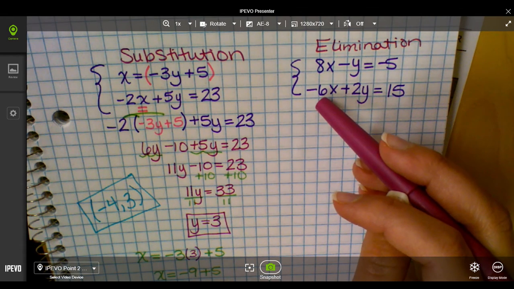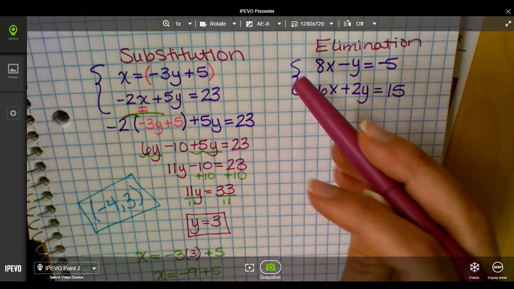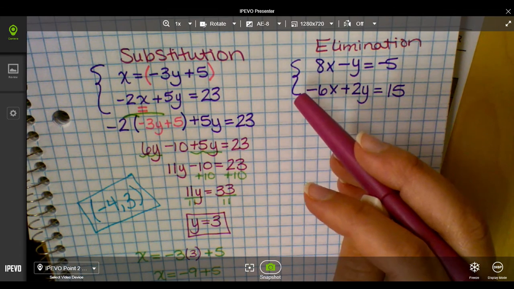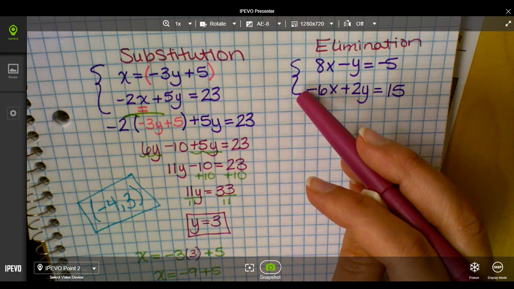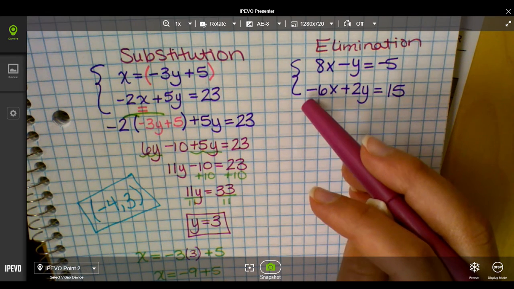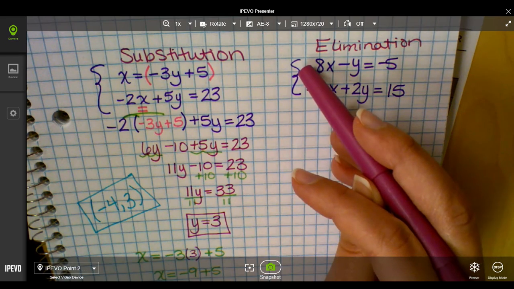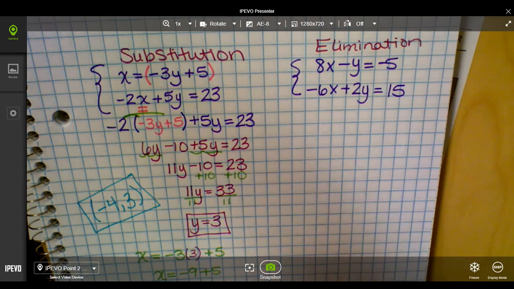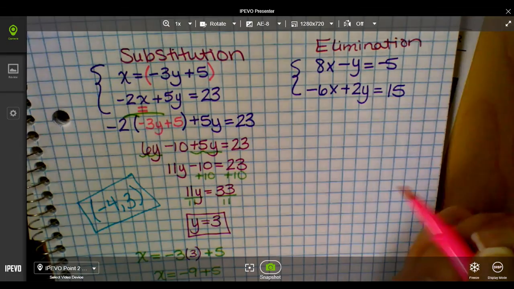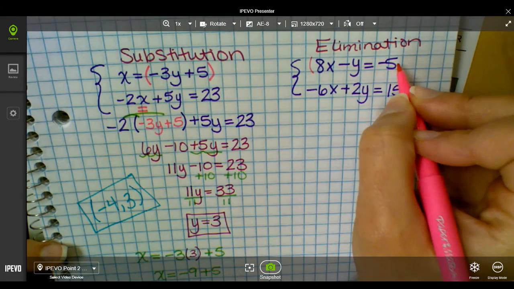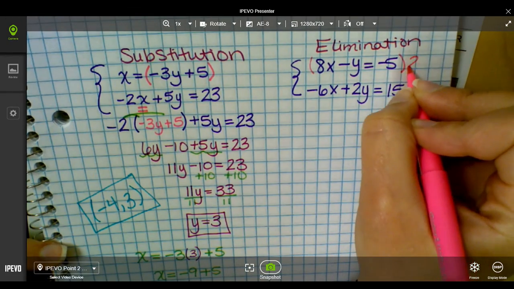If I really wanted to cancel out the x's, I can multiply the top by 6 and the bottom by 8. When in doubt, just multiply them by the opposite of each other. Really, if I wanted to, I can make them both into 24 and I can multiply the top by 3 and the bottom by 4. So if you really wanted to do that, you can. But I always just like taking the easier way out. So I'm just going to multiply this guy by 2.